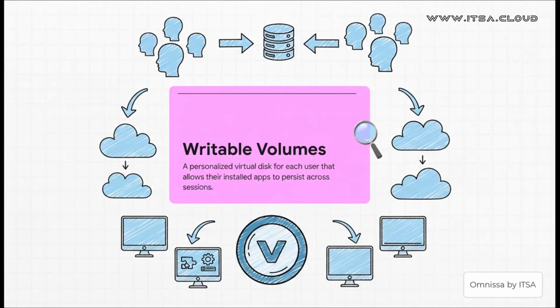But what about user personalization? For those users who need to install their own tools, well, App Volumes has an answer for that too. It's called Writable Volumes. Think of it as a personal virtual disk that follows each user around. It lets them install their own applications, like a special browser plugin or a utility, and have that app stick around every single time they log in, no matter which desktop they hit. So you get centralized control, but your users get their freedom.